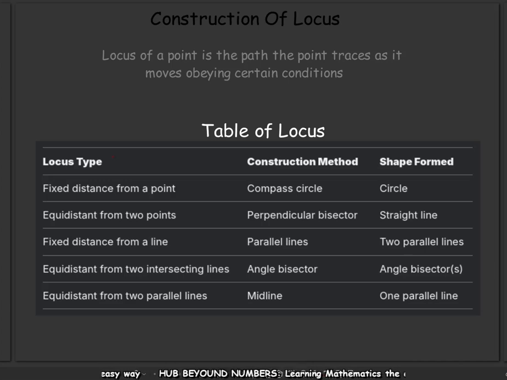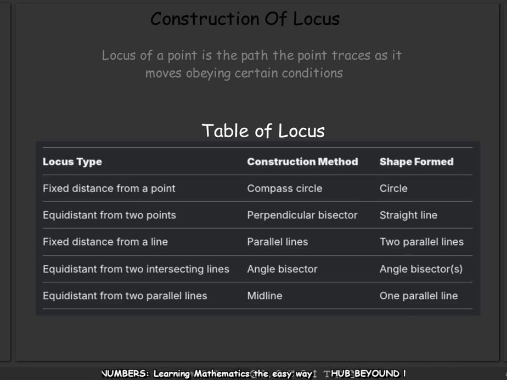I do hope you are doing well and you have been able to go through all that we've done so far. In this video, we are looking at the construction of locus. You've been hearing of the word locus, locus, locus. What is it? We'll be constructing the basic or the most popular loci we know for our level.